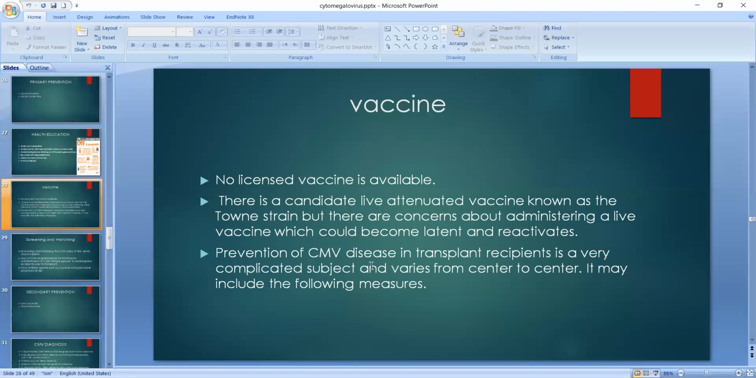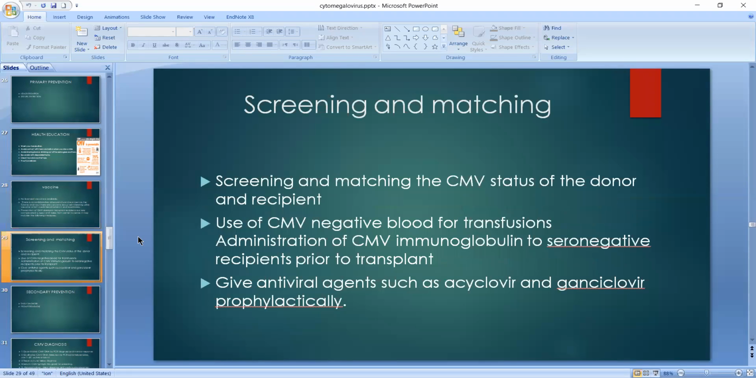Prevention of cytomegalovirus disease in transplant recipients is a very complicated subject and varies from center to center. It may include the following measures. In transplant patients, we screen and match the cytomegalovirus status of the donor and recipient, and use cytomegalovirus negative blood for transfusions, administration of cytomegalovirus immunoglobulin to seronegative recipients prior to transplant, and give antiviral agents such as acyclovir and ganciclovir prophylactically in a transplant patient.